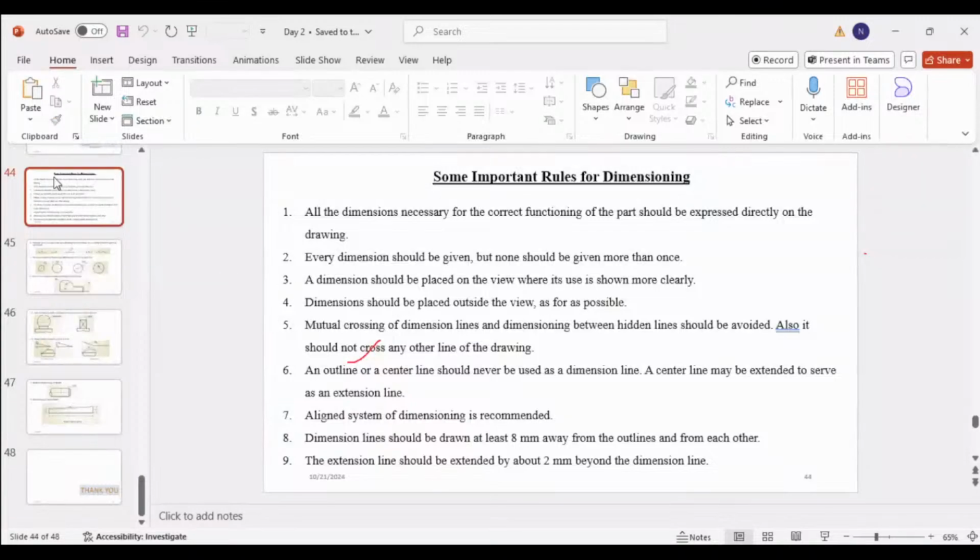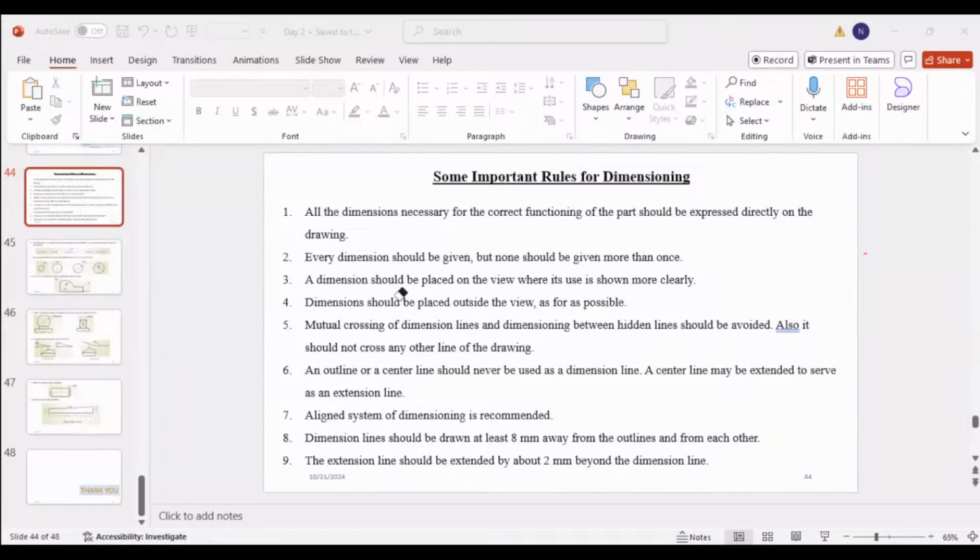Then some important rules for dimensioning. Dimensioning වලට ගියාම තියෙනවා rules set එක. So all the dimensions necessary for the correct functioning of the part should be expressed directly on the drawing. ඒ කියන්නේ අපිට තියෙන object එක ගත්තොත් ඒකේ අපිට හරියට තේරුම් ගන්න ඕනේ කරන හැම dimension එකක්ම. මොකක් හරි function එකක් හොයන්න ඕනේ වෙන දිග පළල උස ඒවා හැමදේම අපි mark කරන්න ඕනේ.